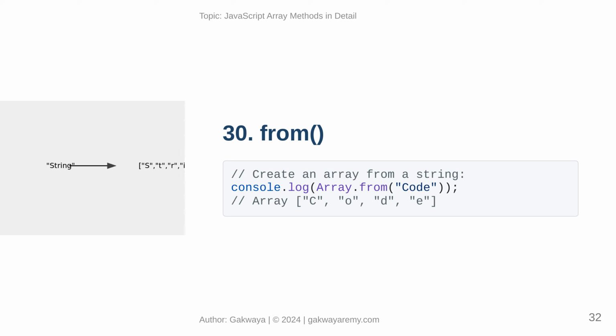Array.from creates a new array from an array-like or iterable object. It's a powerful way to convert various things into proper arrays. Common uses include converting strings into arrays of characters, or converting node lists from DOM queries into arrays that can use array methods.